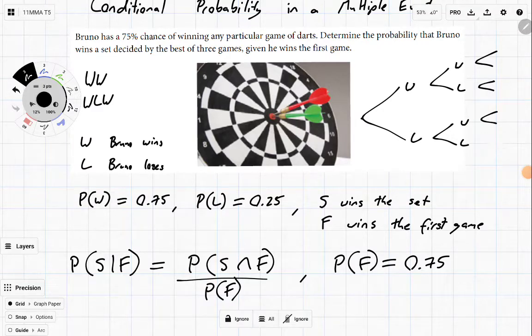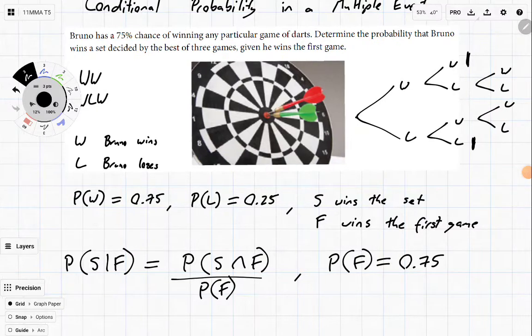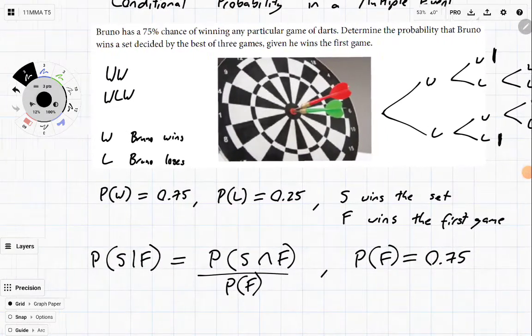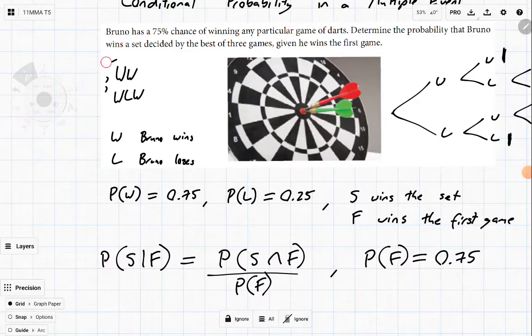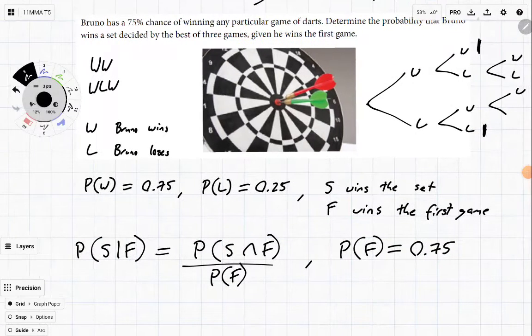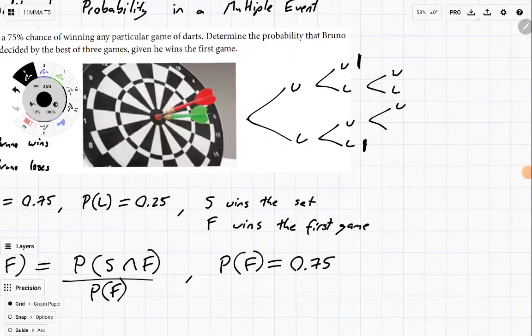In fact, the bottom option and the top option don't actually matter because you wouldn't play another game if you have already won 2 games or already lost 2 games. You wouldn't bother playing the last game. So, what's the probability? Well, we just need to work out what these 2 probabilities are from this tree. So, let's go through and work it out.